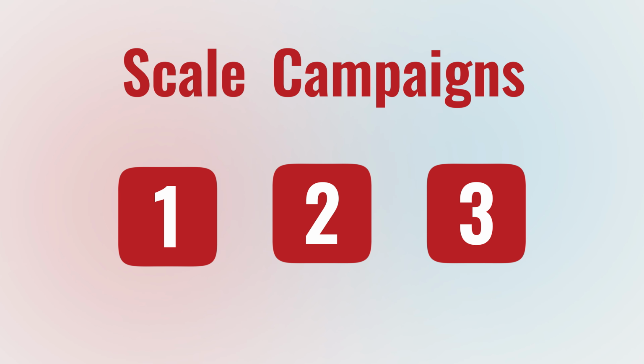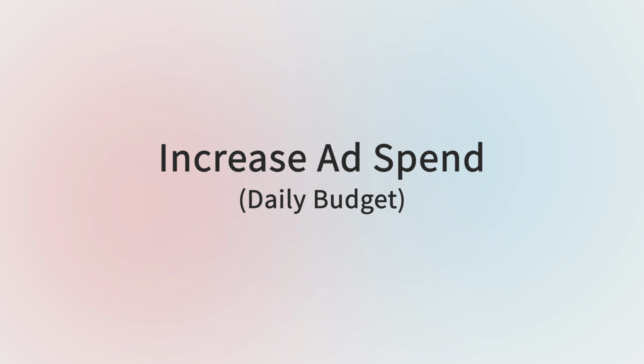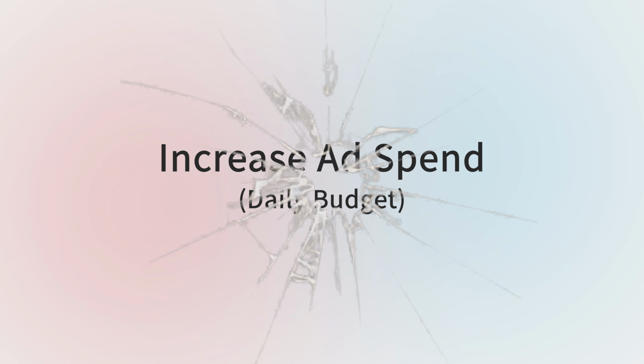But you can't just increase the budget, because if you don't do this properly, you could break the campaigns and reset the learning process. So there's 3 ways to scale campaigns once you have one working. The first way you can scale your campaigns is increasing the ad spend. This is the daily budget. And now if you don't do this properly, you can break the campaigns. Ask me how I know, because I've done it a couple times and it's not fun.